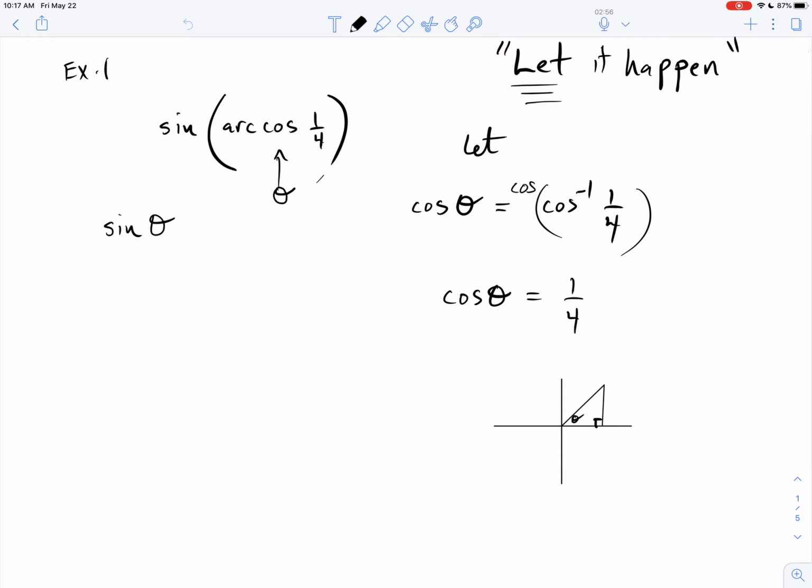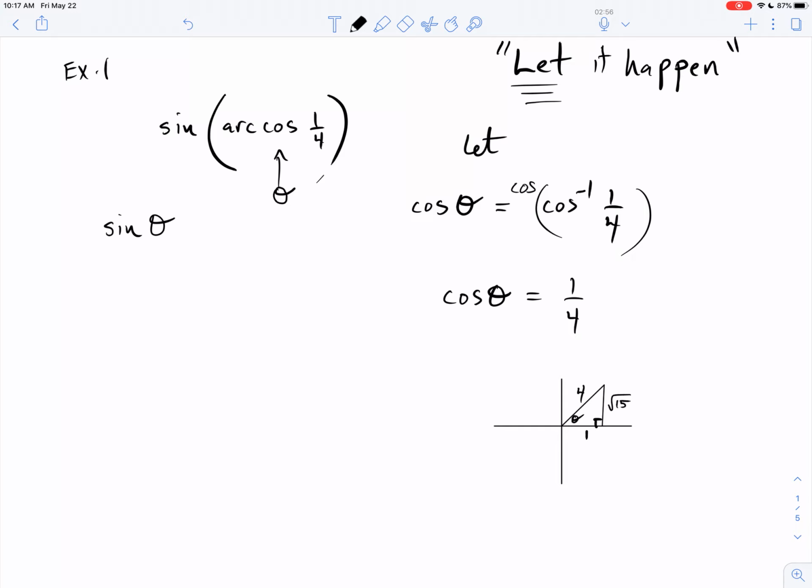What does that do for me? Well, it means I have adjacent over hypotenuse. And then I got to figure out what the missing piece is. But I just do the Pythagorean theorem. Long story short, this side turns out to be rad 15.